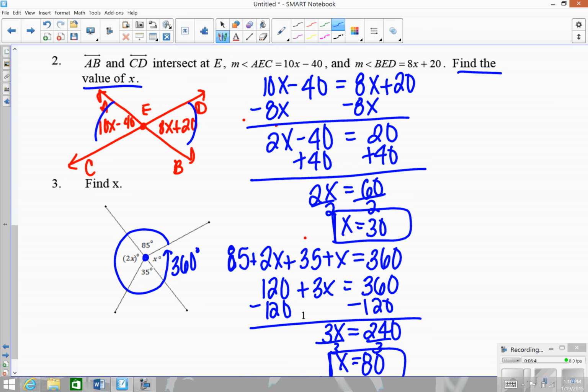So we looked at 3 different relationships, one with perpendicular lines, one with vertical angles, and another with angles around a point. All of our equations we set up differently to go along with whatever the relationship was.